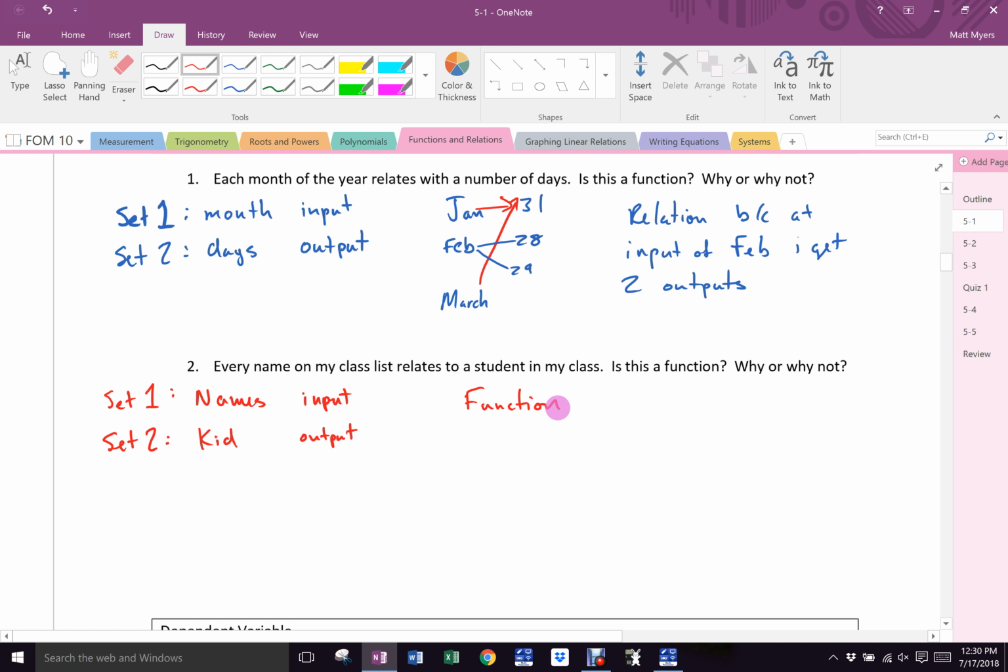Always? No. What if I go by last name? Is it a function? Gil. Which Gil am I thinking of? There's three. Which Gil am I thinking of? You have no idea. So it's a relation. Understand? What if I went by first name? No, it's still a relation. Why? Too many Sahils. Right? So if I go first name, last name, it's most likely a function.